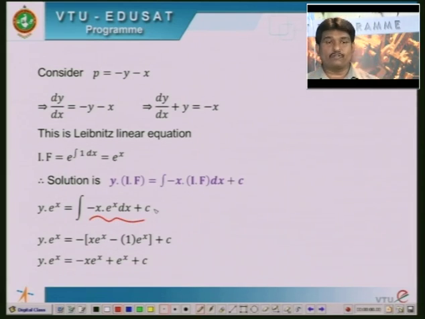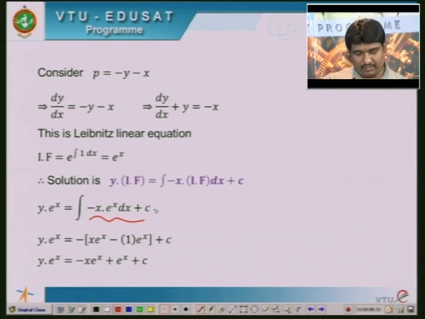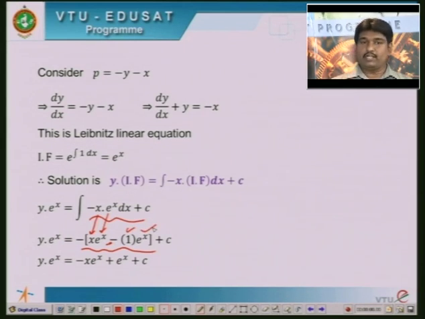x into e to the power of x dx, x to the power of 1, polynomial of degree 1. I have used Bernoulli's rule here, you can see, minus I have taken outside. First function as it is, integration of e to the power of x is e to the power of x, minus sign according to the rule, and I have written 1 which is derivative of x into integration of e to the power of x, second function, and again derivative of 1 is 0, so stop the process.